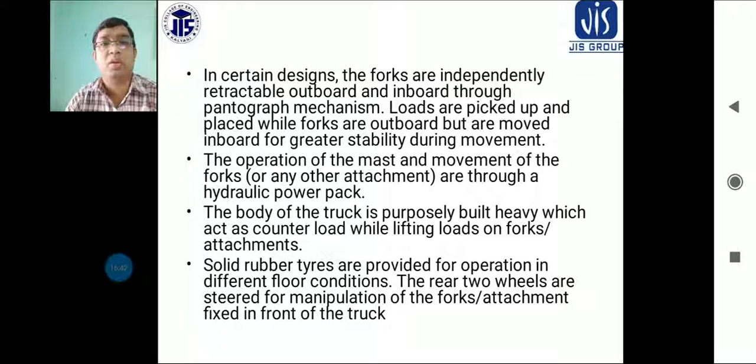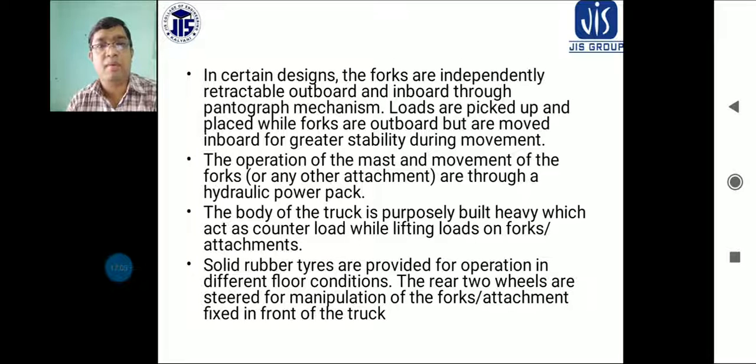And the body of the truck is purposely built heavy, which acts as a counter load to the lifting loads on the fork attachments. That means the heavy build is purposely used. So the counter loads will balance the lifting during forklift trucks. The forklift attachments will also be used for this type of movement.